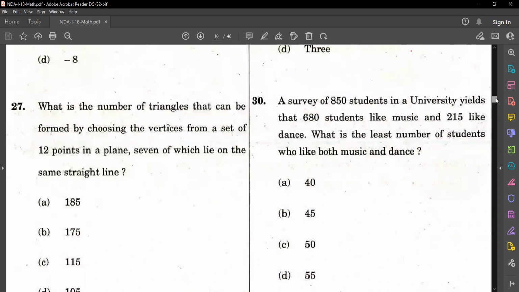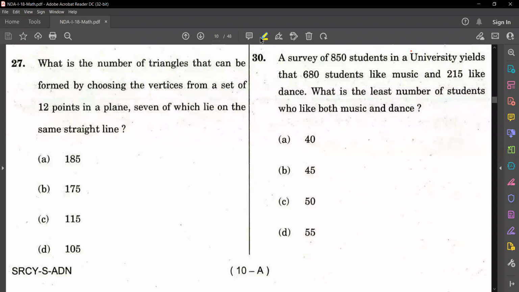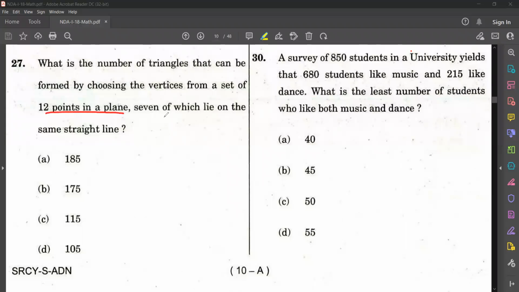What is the number of triangles that can be formed by choosing the vertices from a set of 12 points in a plane, 7 of which lie on the same straight line? Okay, so 12 points are there. For drawing a triangle, in how many ways can we take from 12 points? 12C3, because we need 3 points, isn't it? And from among these, 7 lie on the same straight line. So minus 7C3, because from points lying on the same straight line, we cannot get a triangle. So 12C3 minus 7C3.